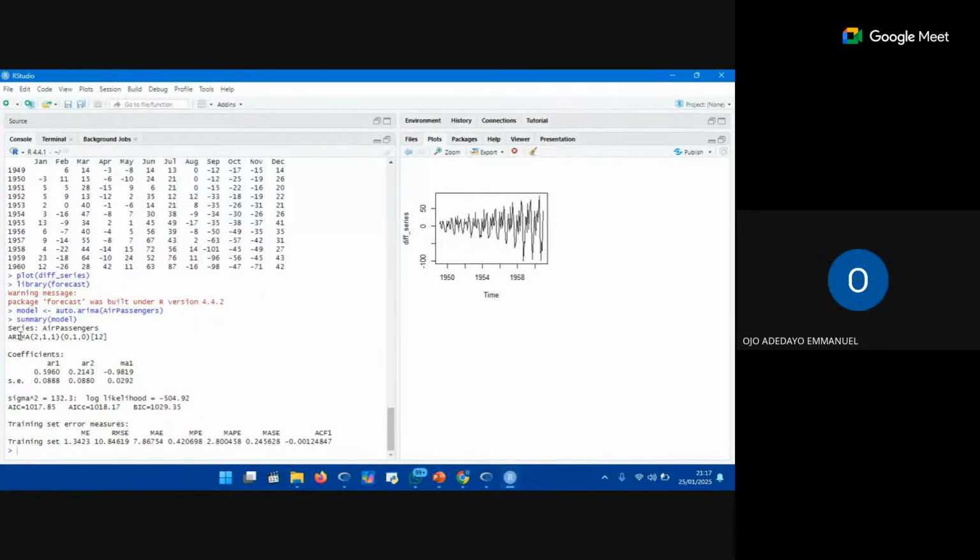The I that you are seeing here means integration. So 1 means that it integrates just 1. Then the moving average, it moves just 1. You can have ARIMA 311. You can have ARIMA 321.